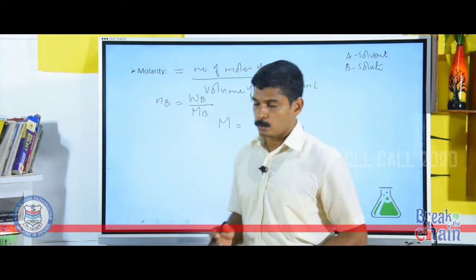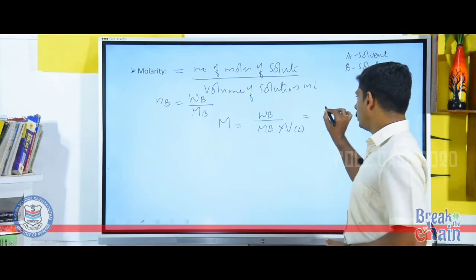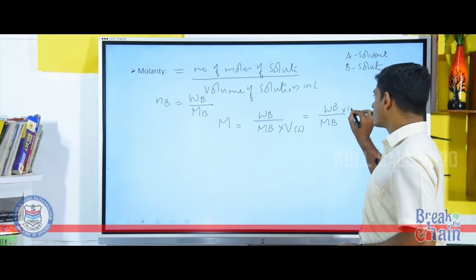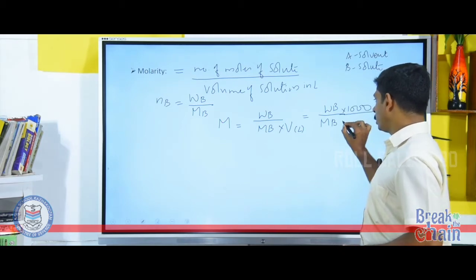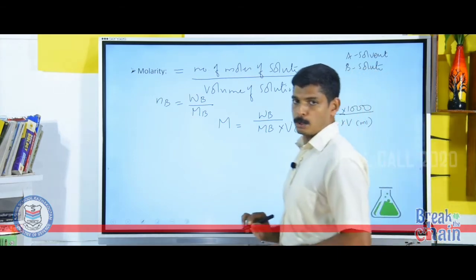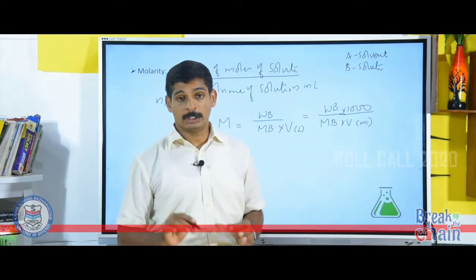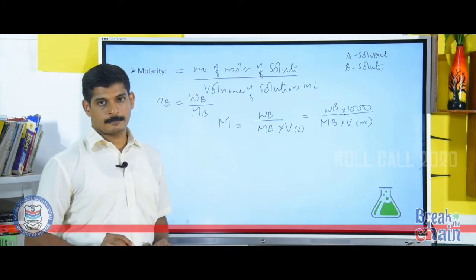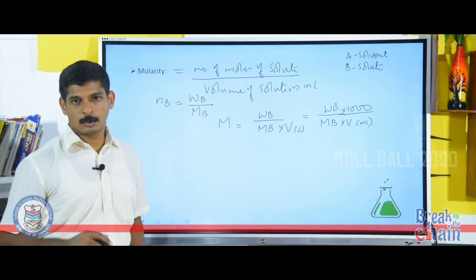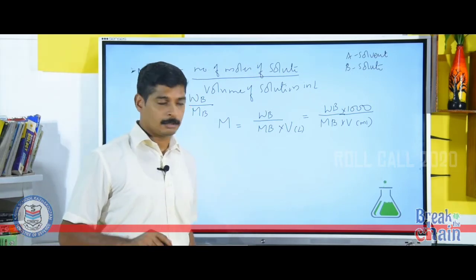So, how will we do it? We can write WB by MB into 1000, provided you express the volume in terms of milliliters. Is it clear? Okay. Shall we go to one example?